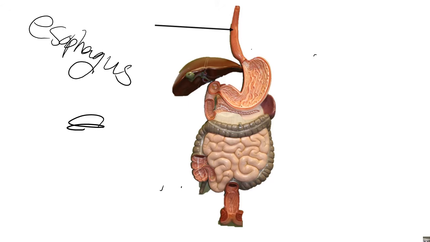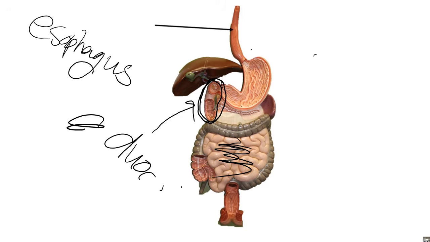Then I told you guys that the very first part of the small intestine we couldn't see down here. It's actually up here. So this is the very first part of the small intestine. That's the duodenum. So that's the duodenum, and then the jejunum, and then the ileum.